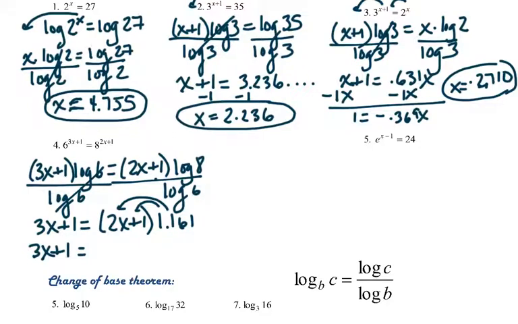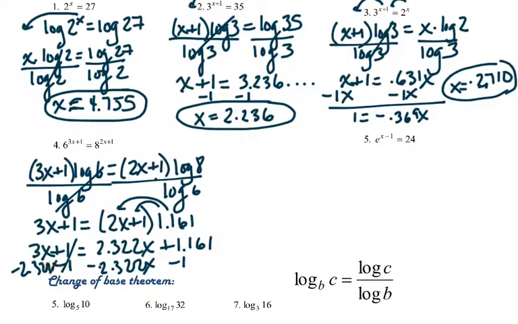Yeah, 2.322x plus 1.161. So I've got numbers on one side, x on one side, whatever. So I've got to move that over. Subtract the 2.322x from both sides, and I'm going to get 0.678x equals 0.161. So it's usually not our style to have so many decimals, right?